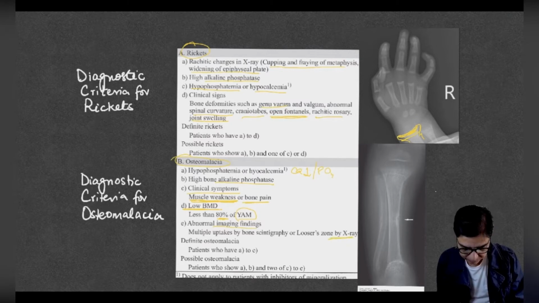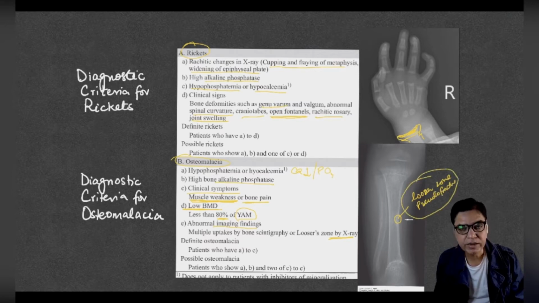So on X-rays, you might find looser zones. For example, on this long bone, you can see here lucencies. These lucencies can also be found in the proximal femur. Here you can see it in the tibia and the fibula, and that is one of the characteristic signs of osteomalacia. We call it Looser's zone, also known as pseudo fractures. So this is needed to make a diagnosis of osteomalacia.